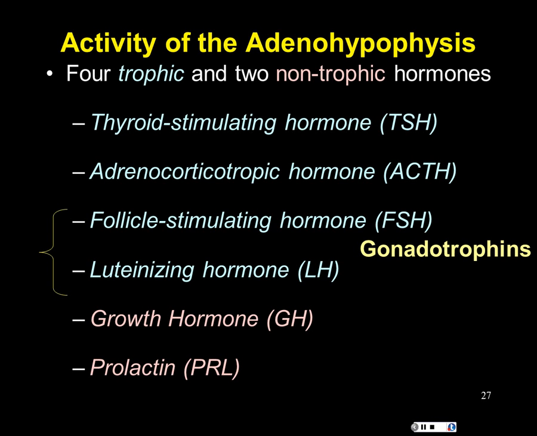Does anybody else need help? Alright, so the next column says the target. Okay, so where do you think TSH targets? The thyroid glands. And the next thing you would write in is the thyroid glands. And the next column says, well, what's the effect of that hormone at the target? So what's the effect of TSH at the thyroid gland? Release T3 and T4. Release the thyroxine and the thyroid hormone.